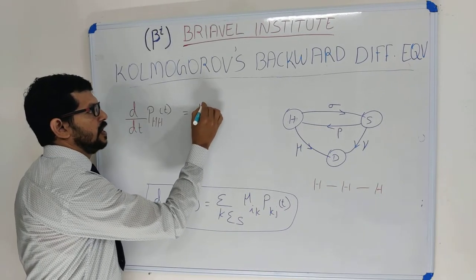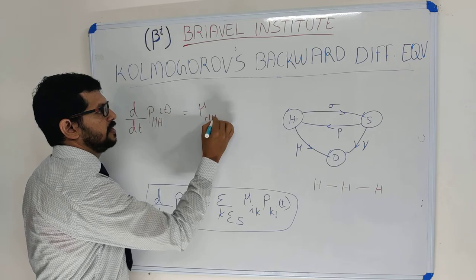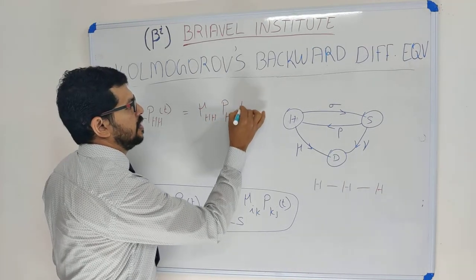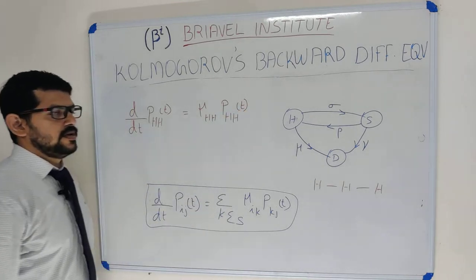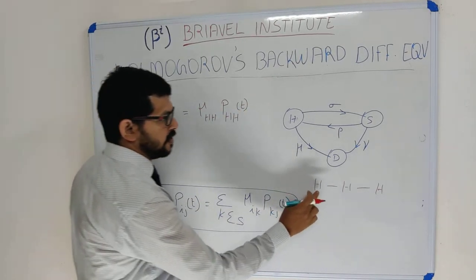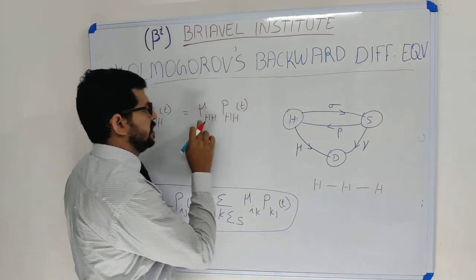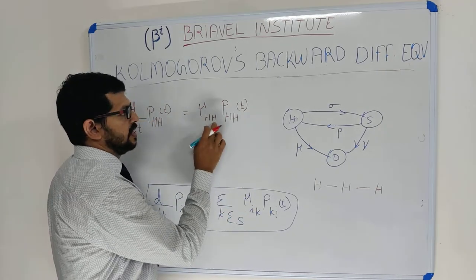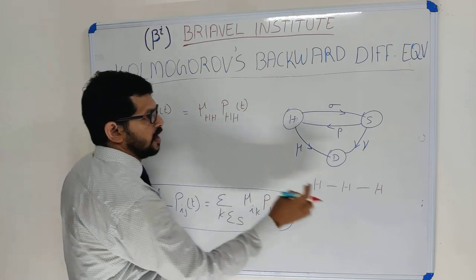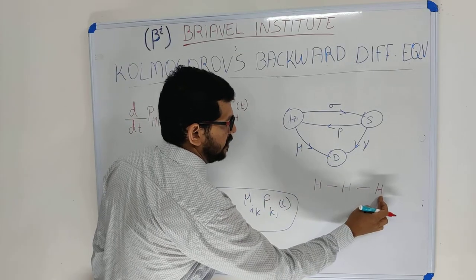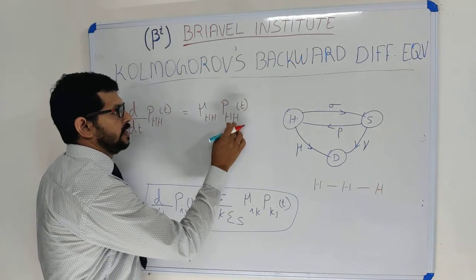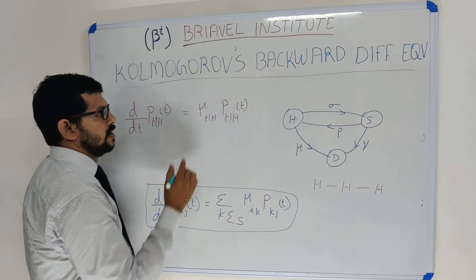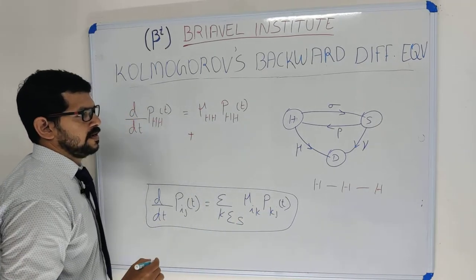So what can we write? Mu of HH times P of HH at time t. This is our first term. We start from H to H, so instead of mu ik it is mu HH, and finally continuing in the same state, P of HH t. Plus, one more option.